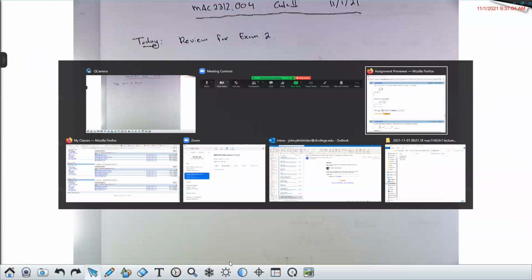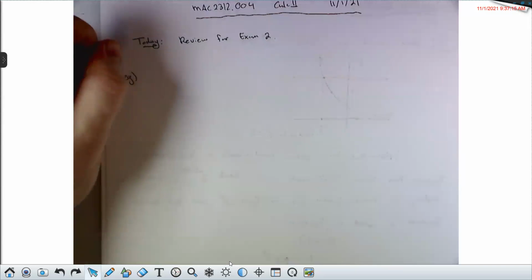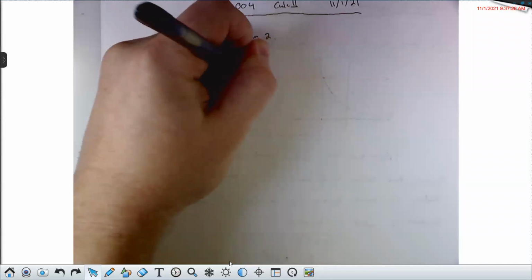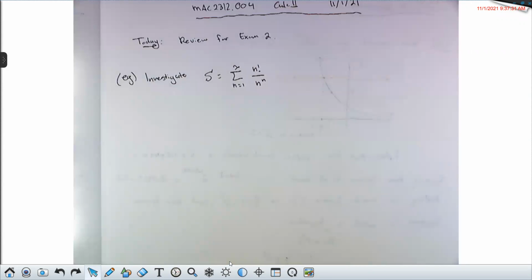Let's do it. We want to investigate the series n factorial over n to the n, factorial upstairs, summing from 1. Pretty much everything about this series is kind of tough to work with. The first question you might ask is, does this get through the test for divergence? Yeah, we can look at stuff from the study guide.